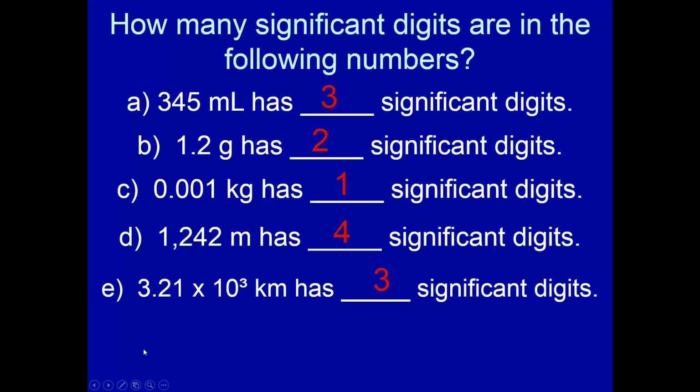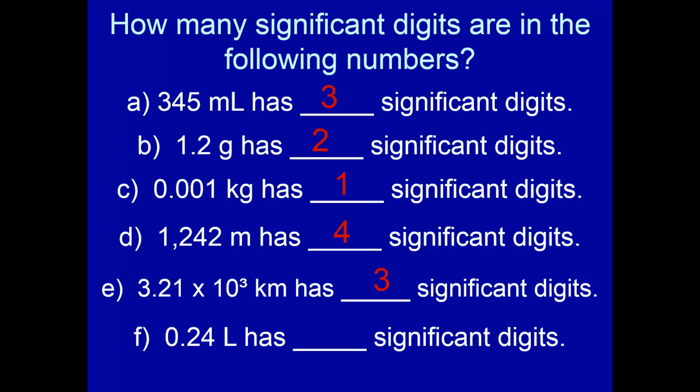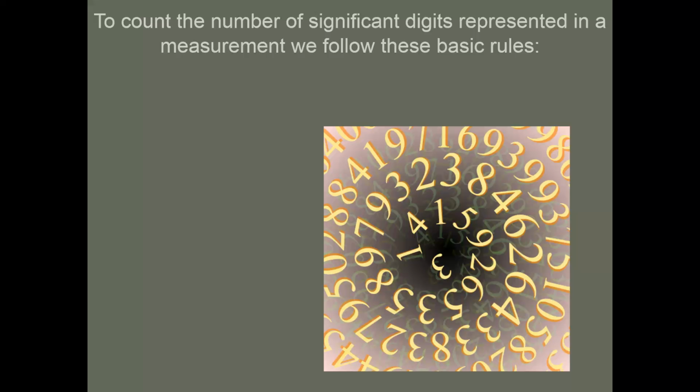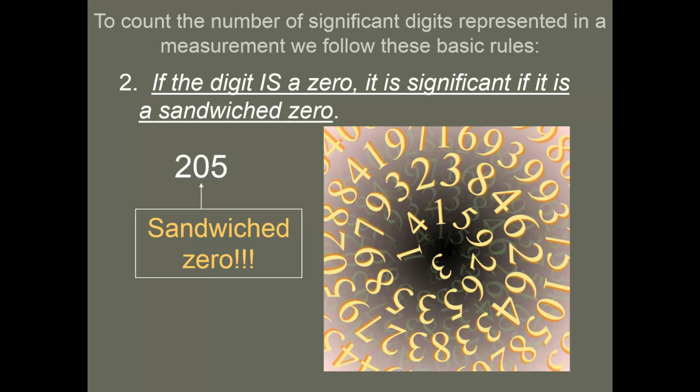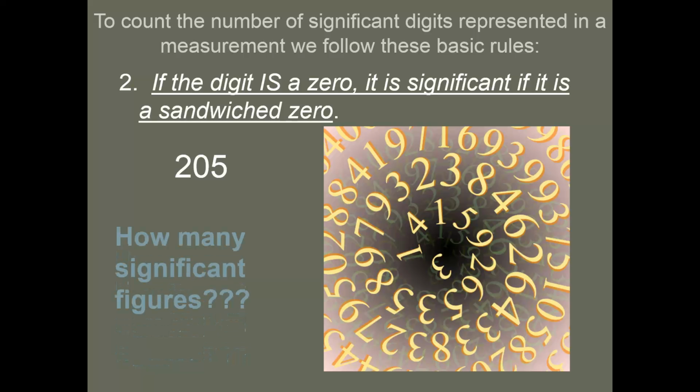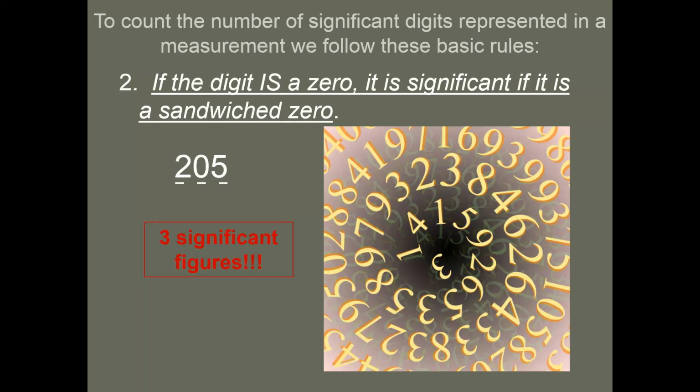Now, it's going to get tricky, because we've got to talk about when zero is significant. The easiest zeros that are significant is if it's a sandwiched zero. A sandwiched zero comes in between two numbers that aren't zero. So 205 has a sandwiched zero, and we can say that there are three significant figures.